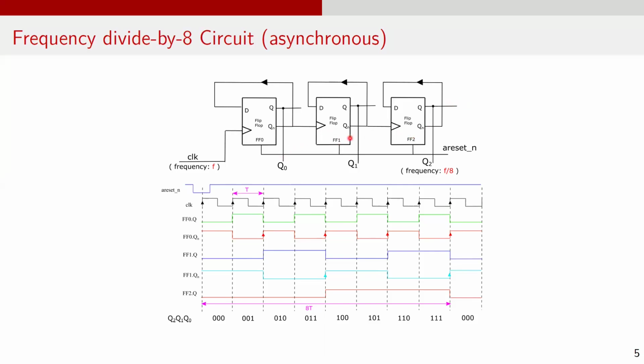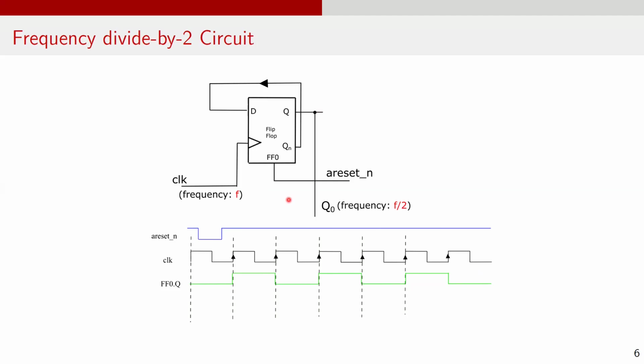This asynchronous frequency divider is essentially an asynchronous ripple counter, capable of counting from 0 to 2 to the power n minus 1, where n is the number of flip-flops. Now let's look at synchronous frequency dividers.